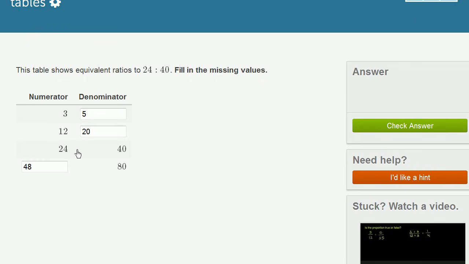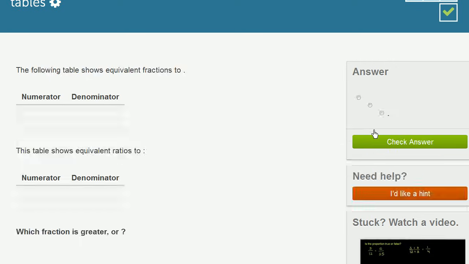And what we just did here is we wrote 4 equivalent ratios. The ratio 3 to 5, or 3 over 5, is the same thing as 12 to 20, is the same thing as 24 to 40, is the same thing as 48 to 80. Let's make sure we got the right answer. Let's do a couple more of these.